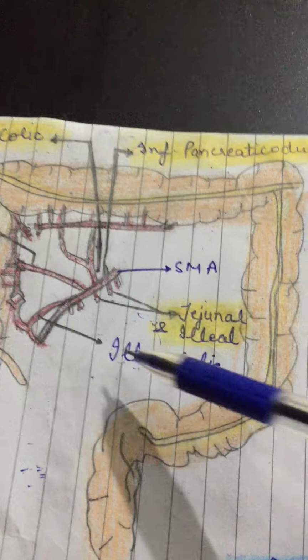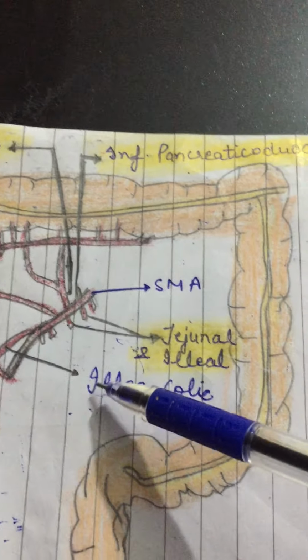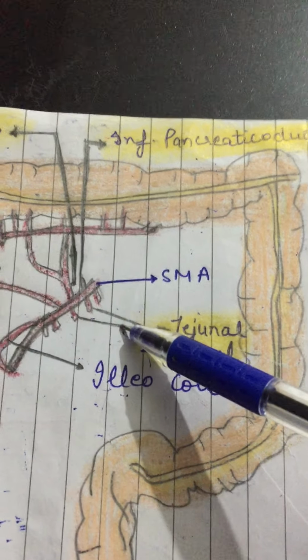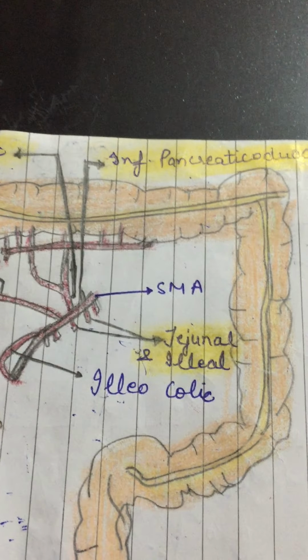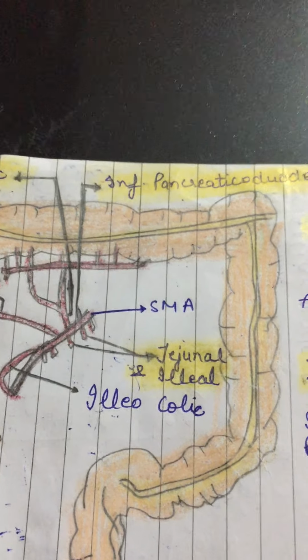Now relations. Anteriorly, as we have discussed in the course, it is related to the body of the pancreas, right? Posteriorly to the aorta and left renal vein, right? And within the root of the mesentery, it crosses the inferior vena cava and the right psoas major, right?